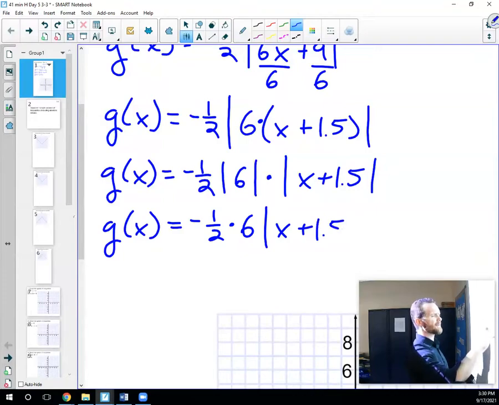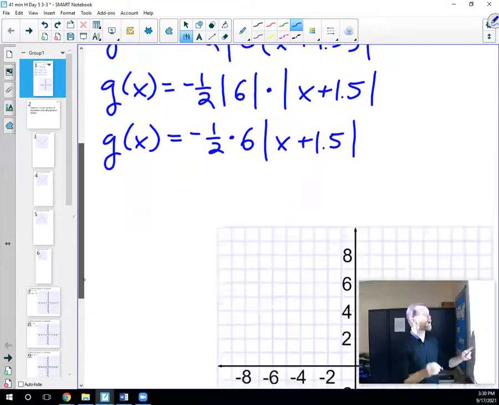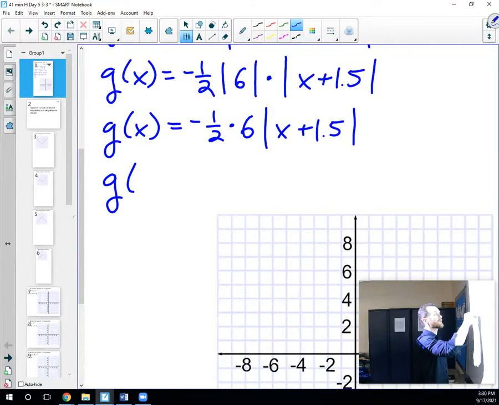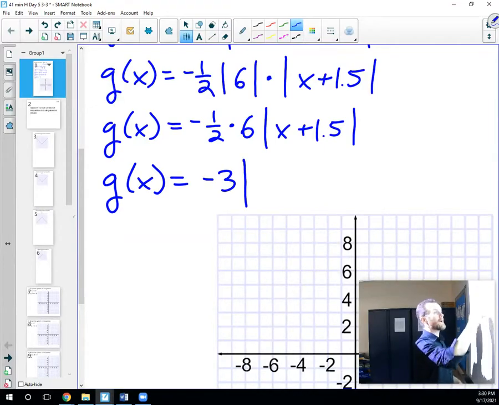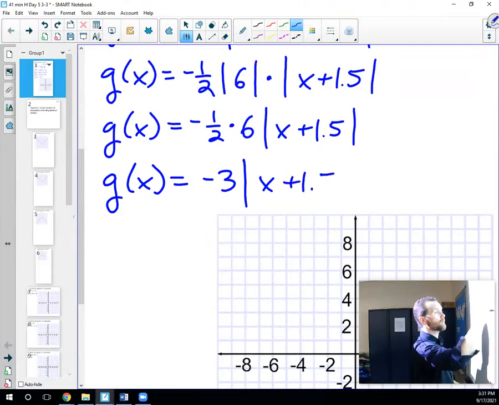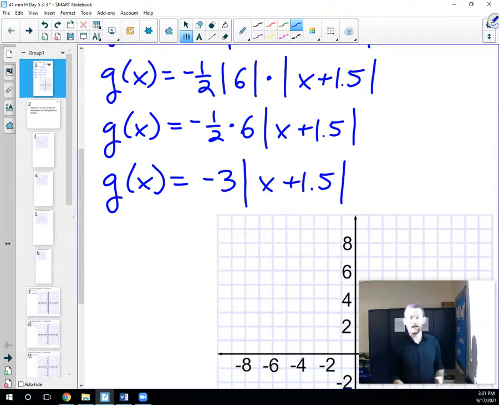If you're good enough to skip some of these steps, that's a good thing, ladies and gentlemen. I'm just showing all of my work. Then finally, in vertex form, this is going to be negative 1/2 times 6 is negative 3 times the absolute value of x plus 1.5. Now we're finally ready to find our h and k and our a values.